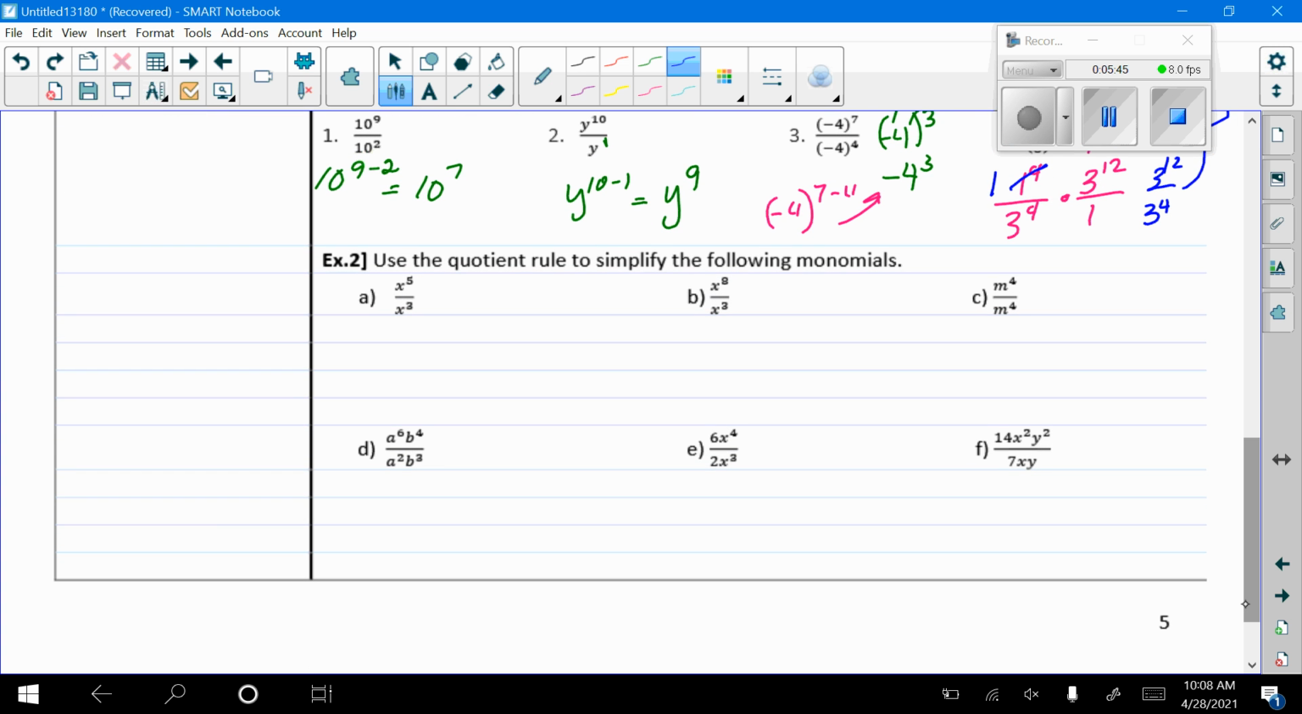Remember, you can always pause, try these on your own, and then come back to me. So using the quotient rule to simplify the following monomials, we're just going to keep going with this 5 and 3. So I'm going to say where I have more: top, by 2. So x to the second power, or x to the 5 minus, oops, I can't tell if that's a 3 or a 2. Looks like a 3, so minus 3. There you go.